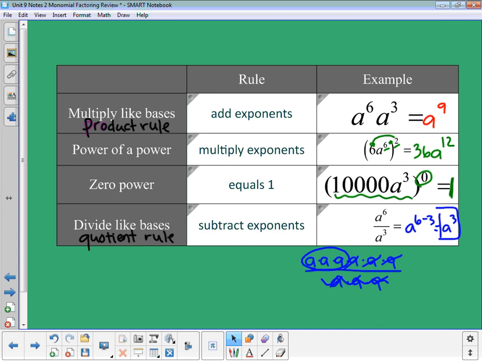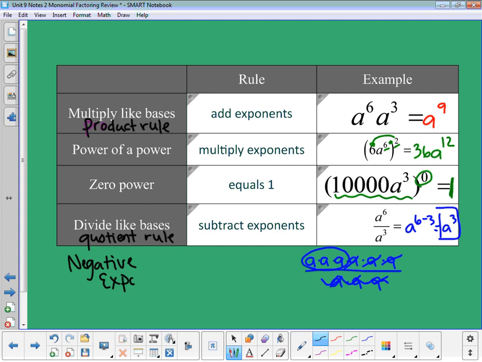Now, one that I forgot to mention or forgot to put on your table, and that's my fault, is the negative exponent. So see if you can find a little white space on your notes. If we have a negative exponent, what we have to do is move the term's position, and then we make the exponent positive. So move positions and make exponent positive.